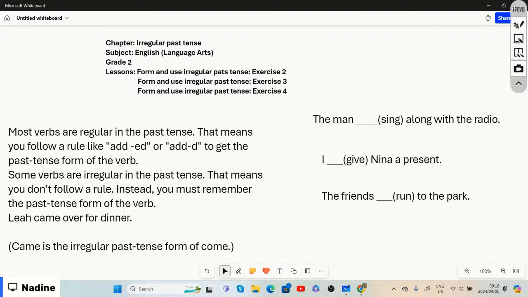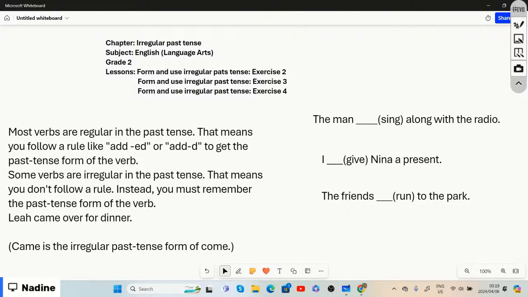Once again, we see that when it comes to the irregular past tense, we do not follow any rules. We don't just add D or ED to the word in order to change it, right? You are going to have to remember the past tense form. That is what you need to do.